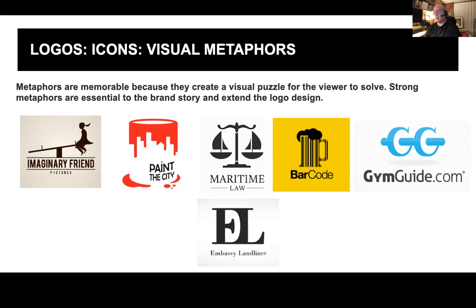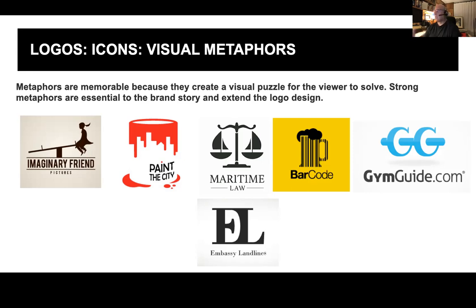All right, maritime law, what's happening in that one? Balance with sails, or boats rather. Yeah, they're like the scales of justice, right? Just a symbol for law, but they gave it a twist. They made it different. So taking an ordinary object and making it different, that's another technique.